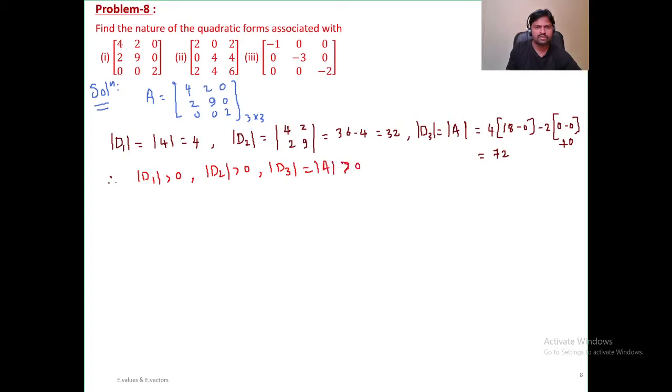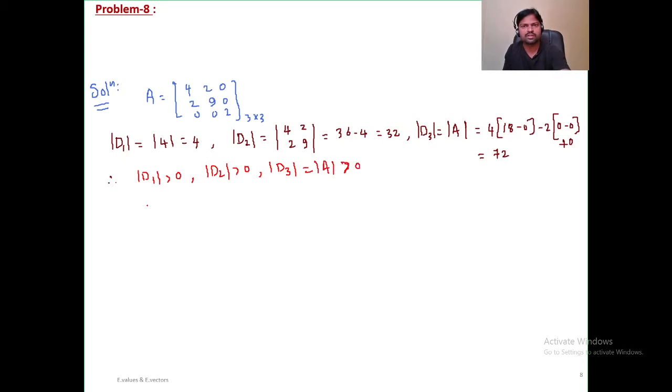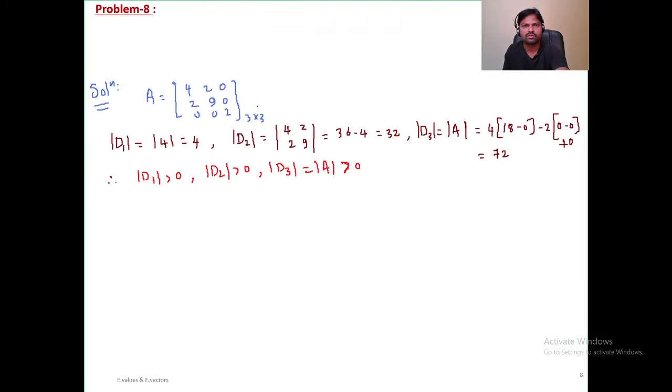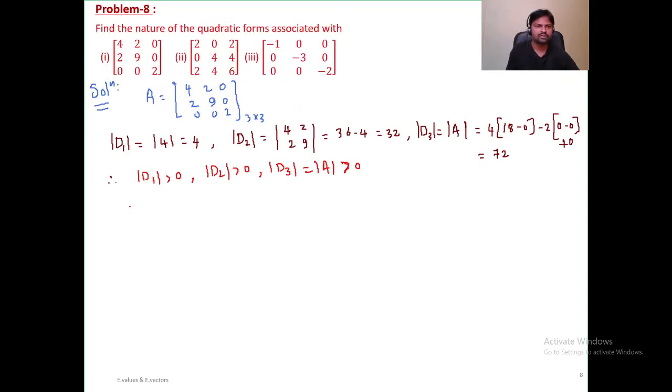So therefore what is the conclusion? By the first statement, look at the theorem. Look, all the determinants are more than 0. So therefore Q is positive definite. So like this we can conclude. Or you can find x transpose A x, you will get a quadratic form, and check the sign of that. Or you can find the eigenvalues of this matrix, and depending upon eigenvalues also I can conclude. That is one way, and this is by using the determinant concept.